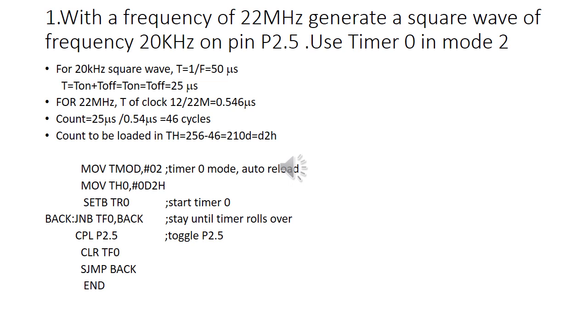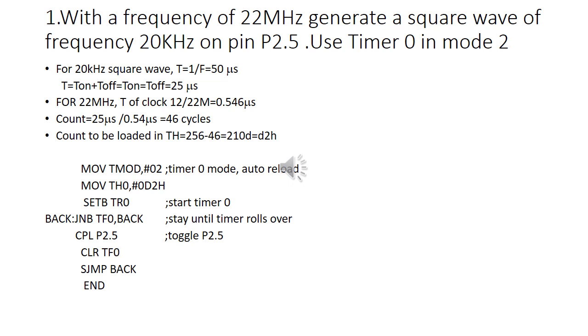In this program, you want to load 02 into the TMOD register because you want to make use of timer 0. Since it is mode 2, the D1 bit should be equal to 1. Then you want to load the initial value in the TH0 register. The initial count value is D2H. After that, you are going to start the timer by using SETB TR0 because you want to make use of timer 0. Then you are going to monitor the timer 0 overflow flag by using JNB TF0, back label. That means it will remain in this back label until TF0 becomes 1. Once it becomes 1, you exit from this loop.